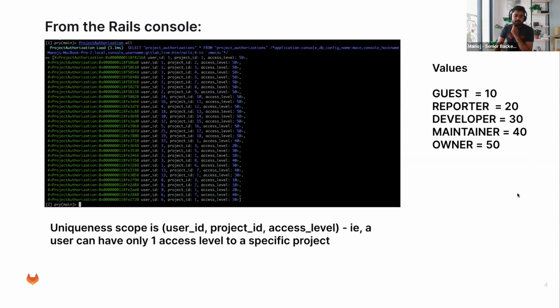And here I have an example of what it looks like in our app. This is a Rails console where I have fetched all project authorizations. You can see user IDs differ, projects differ, and access levels differ, and there are values of access levels here. And there is a uniqueness scope on the user ID, project ID, access level combination.